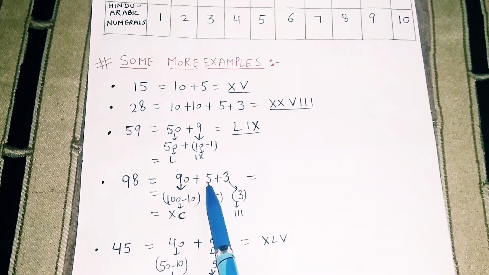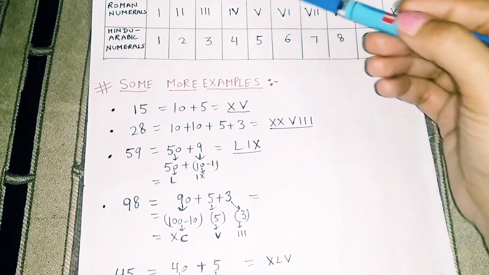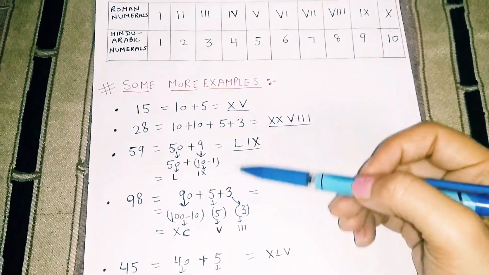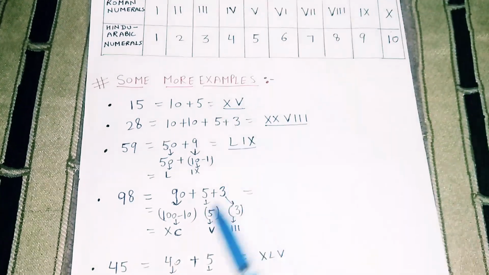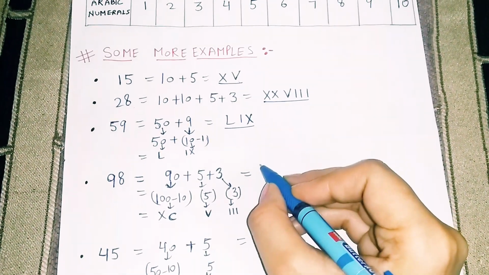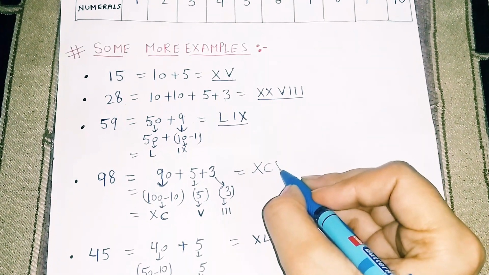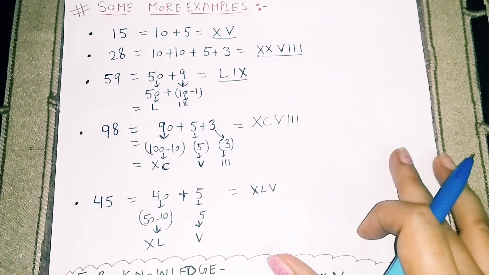That means XC will represent my value 90. And what about 5? Value 5 is represented by symbol V. So I have placed V over here. What about 3? The symbol for value 3 is I. So combine these. My Roman numeral for 98 becomes XCVIII. Understood, students?